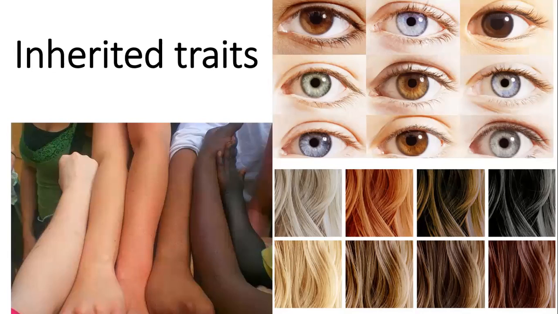And traits here are like the skin color, the hair color, the eye color, if you have dimples or not, if you have freckles, if you use your right hand or left hand. That's what we call inherited traits. Inherited means it's passed to us from our parents, from our mother and father.